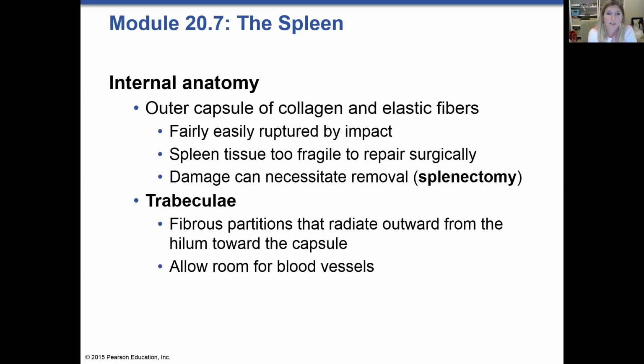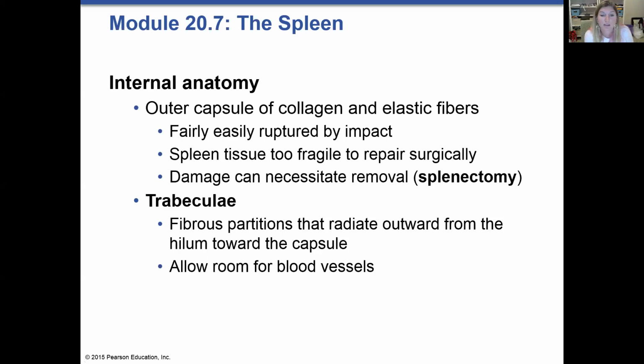Internal anatomy of the spleen, there's an outer capsule. It's very thick, has collagen and elastic fibers. It can rupture fairly easily. The spleen tissue is typically too fragile to repair, so if it is damaged, then a splenectomy can be performed, where the spleen is removed.